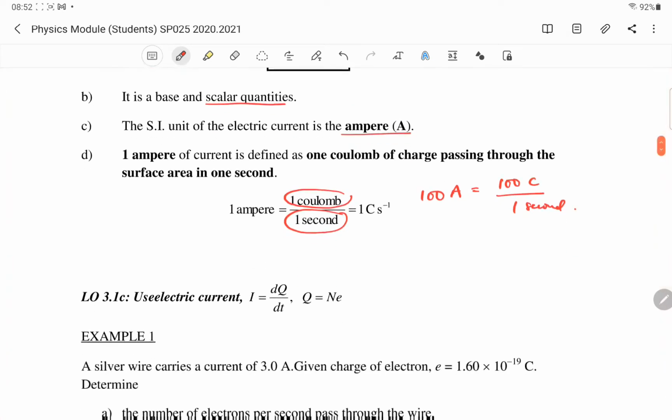Okay, and then for 3.1c, we have to use the electric current where I is equal to Q over T, and remember that Q is equal to NE. N is the number of electron and E is the elementary charge, which is 1.6 times 10 power of negative 19 coulomb.